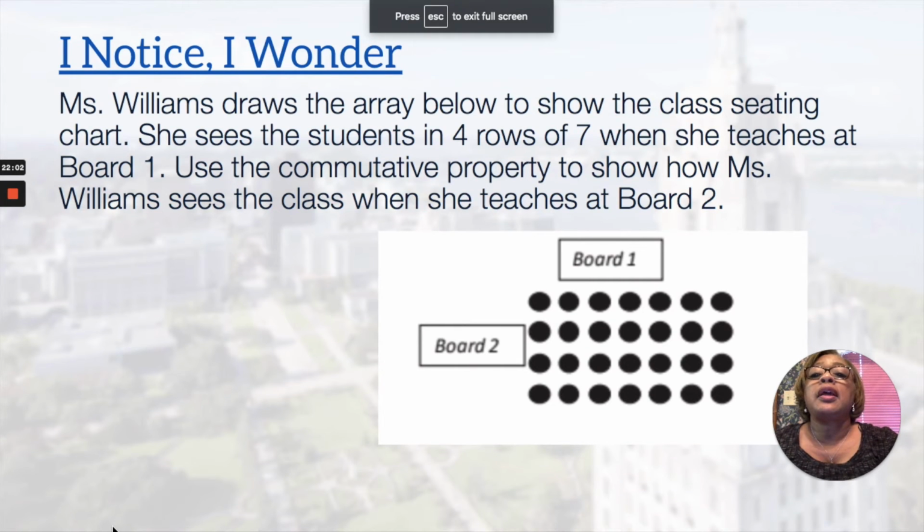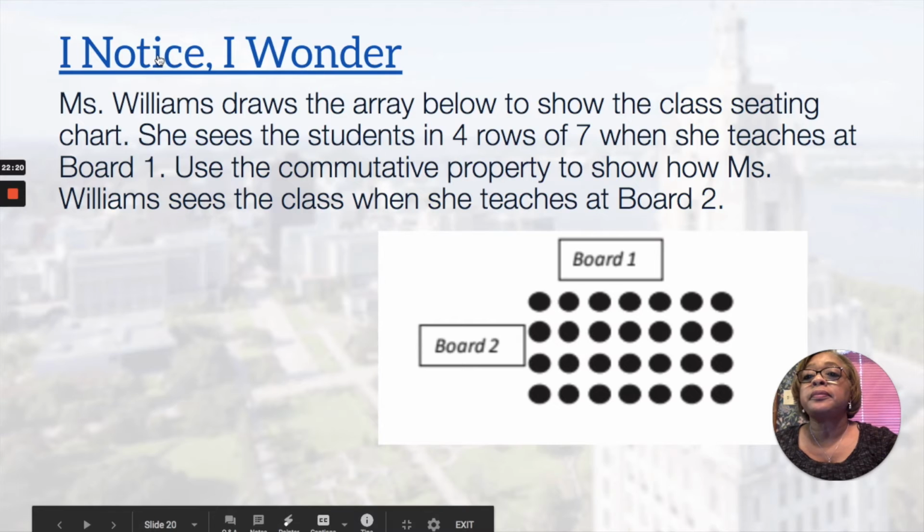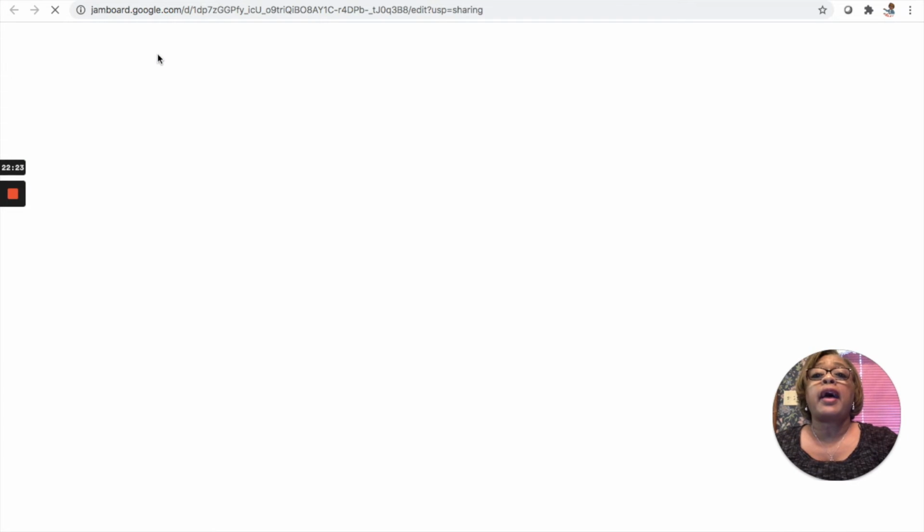Another strategy that we use a lot in the classroom, we can use this for problem solving as well. A notice and wonder strategy, where we present students with a problem solving situation. And so just ask, what do you notice? What do you wonder?